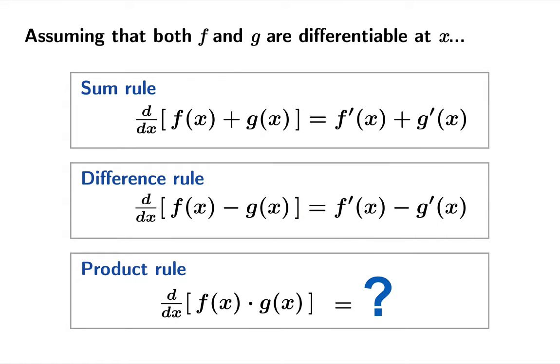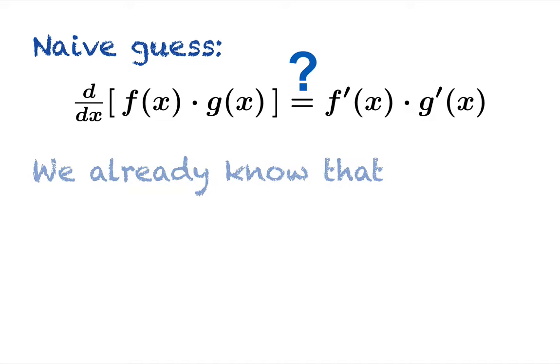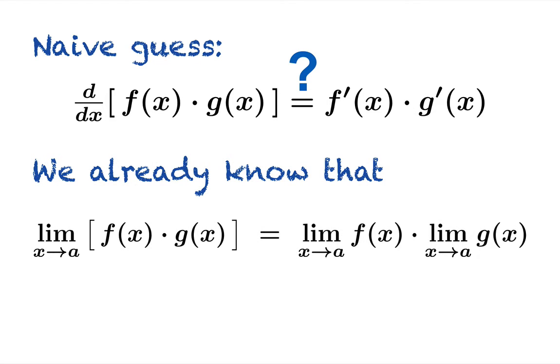The question here is, what would the product rule be? How do we find the derivative of the product of two functions? Now, of course, a naive guess is that the derivative of a product should be the product of the derivatives. And by the way, we already know that such a rule sort of works with products of limits. The limit of a product is the product of the limits. So it seems like a reasonable guess.